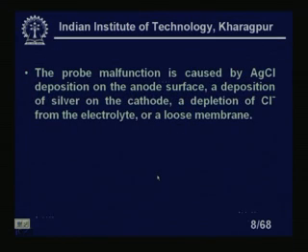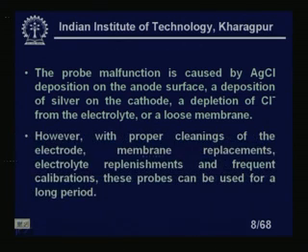So, caused by AgCl deposition on the anode surface, that means on the platinum surface, and deposition of silver on the cathode, which is platinum, and depletion of Cl from the electrolyte or a loose membrane. These are the most important things. However, with proper cleaning of the electrodes, time to time replacement of the membrane, electrolyte replenishment and frequent calibration, these probes can be used for a long period.